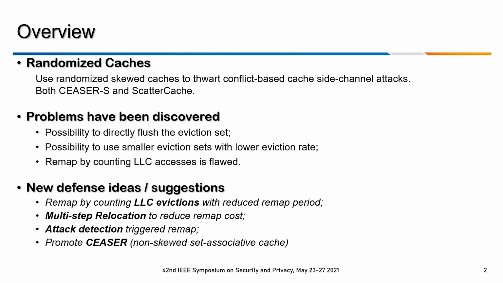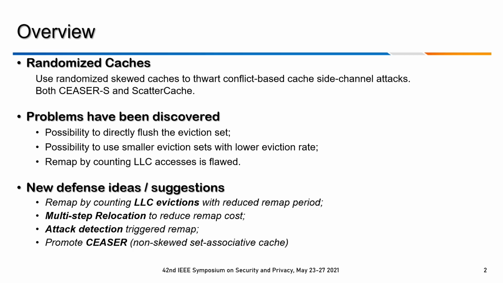The possibility of using flush instructions to directly flush the eviction set has been overlooked. The possibility of using smaller eviction sets with lower eviction rate has been overlooked as well. Meanwhile, we found that counting the remap period by the number of LLC accesses is flawed. As hardware designers on the defense side, we actually believe that randomized caches are the proper defense that should be adopted. We just need to fix the problems.